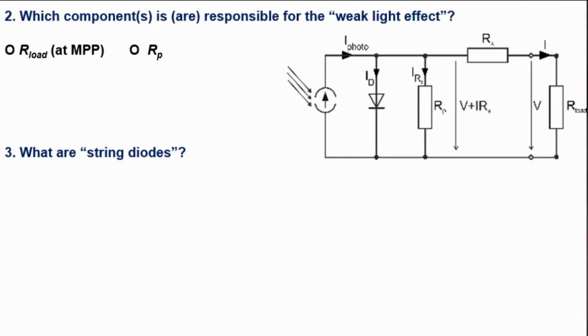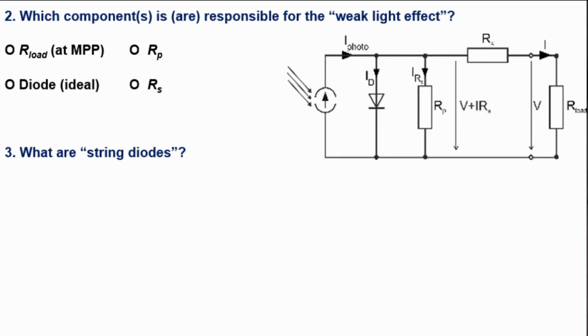RP, that's becoming interesting. As we know, RP is bypassing the current generated from the current source, and this has a bigger impact if the generated current is low, because then the load resistor will be high, and so in relation there will be a higher relative part deviated through the parallel resistor than for the actual load. So this is correct. RP is responsible for the weak light effect.